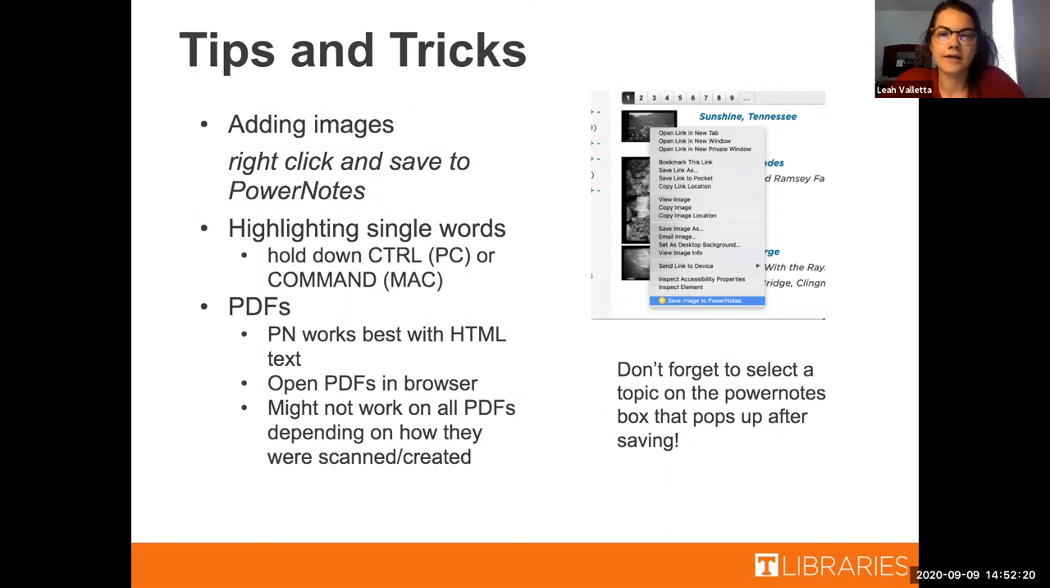So what else have we got here? If you wanted to save just a single word for whatever reason, maybe you want to look it up later, or it's a place you don't know, you can highlight a single word. The only thing is that you have to hold down Control on a PC or Command on a Mac, and then it will give you that little black box that will give you the option of where to save it. So highlighting single words is possible, just have to hold down those buttons to make it work.